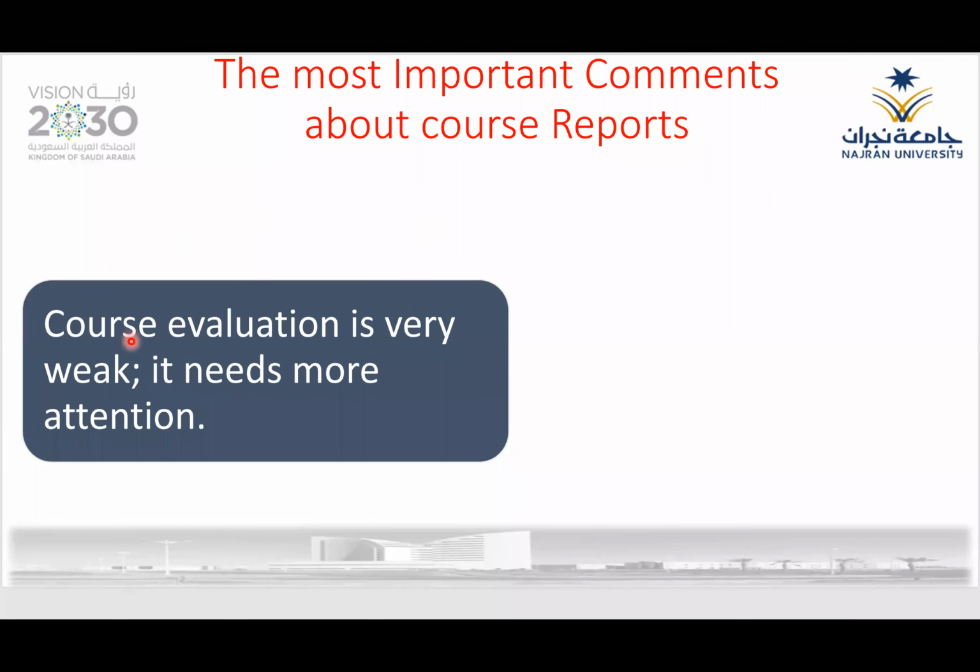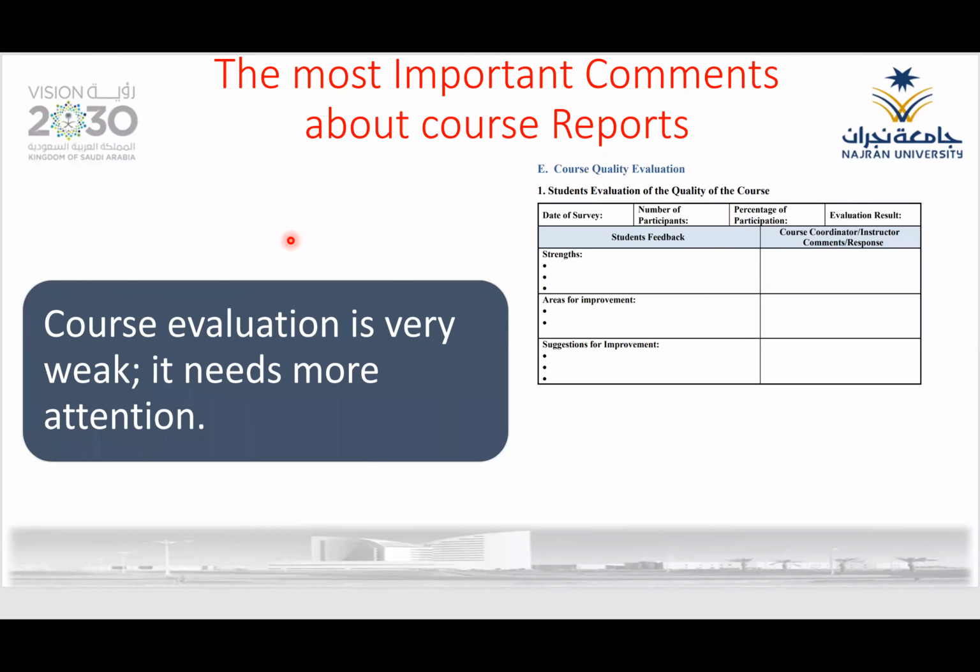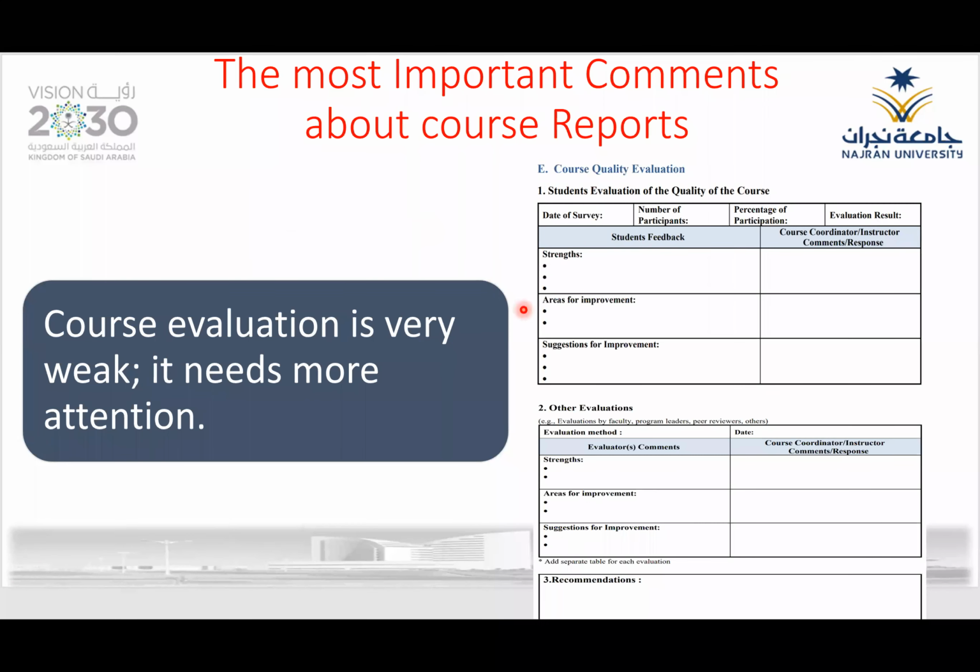Other comments said the course evaluation is very weak and needs more attention. Normally in the course report, we have 2 extra evaluations, which are the course quality evaluation. We have one by the students' evaluation and another evaluation, section E. So we have 2 parts. Either the course will be evaluated by the students, and normally we get it from the online evaluation. Normally we go to the EduGate.